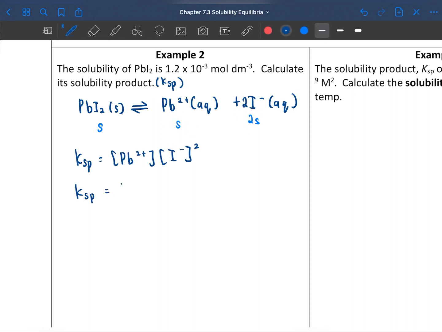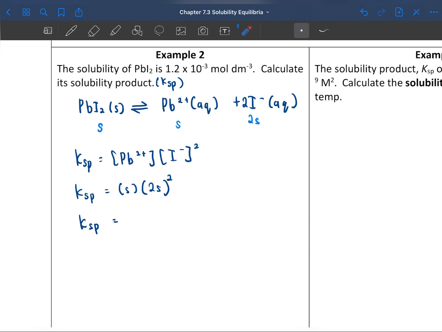Concentration of Pb2+ is just S. Concentration of I minus is 2S, so we put in 2S. And don't forget, over here there is a power of 2. So Ksp equals 2S squared times S.